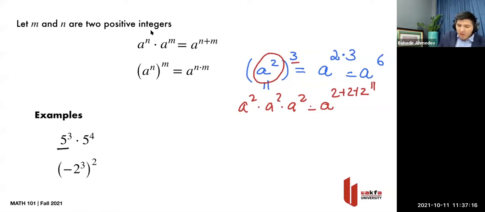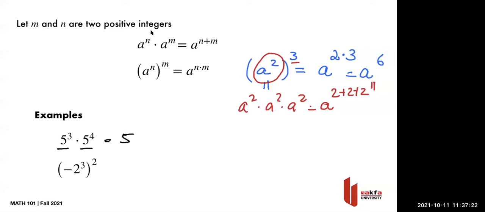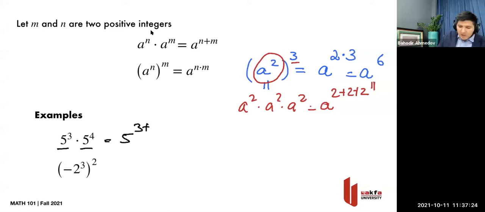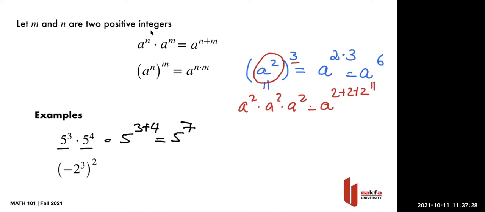What is 5 to the power of 3 times 5 to the power of 4? 3 plus 4, it's going to be 7. 5 to the power of 7, right? Yeah, I need to add.